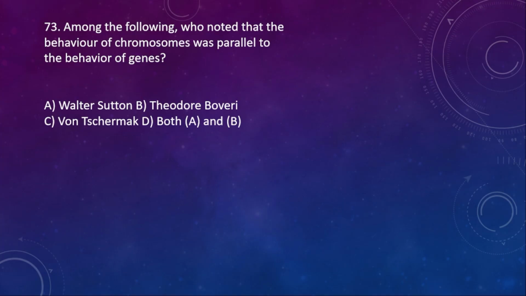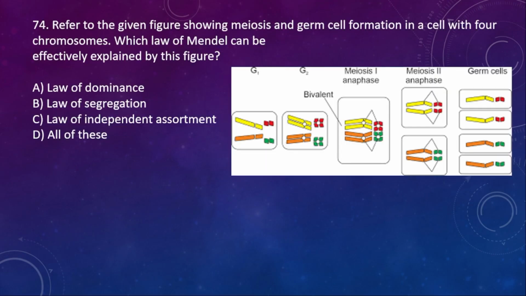73. Among the following, who noticed that the behavior of chromosomes was parallel to the behavior of genes? 73rd question, and then here the options are Walter Sutton, Theodore Boveri, and von Schleiermacher, and then D, both A and B. Here the right option is option D, both A and B. In the year 1902, Walter Sutton and Theodore Boveri independently noted that the behavior of chromosomes was parallel to the behavior of the genes.